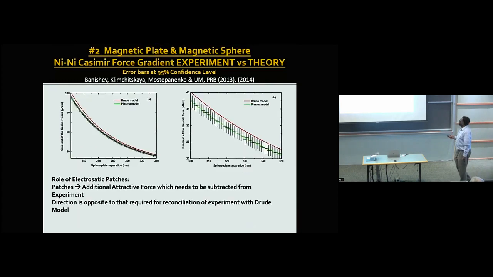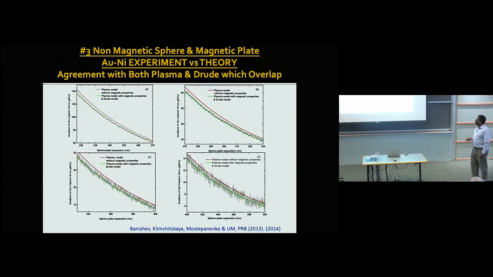It gets even more interesting. I told you already, the electrostatic force is always additive, and you cannot subtract it. It's only going to lower the measured force. It's even more interesting if you have one magnetic material and one non-magnetic, which is a gold sphere and a nickel plate. Then what you see is that the measured forces fall both on the plasma and the Drude curve for these separations. Okay, so there's no distinction here between plasma and Drude.